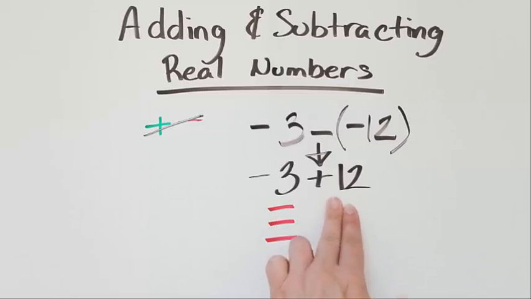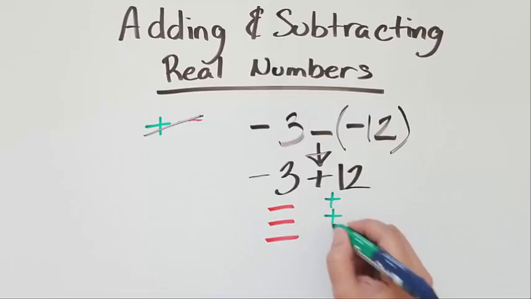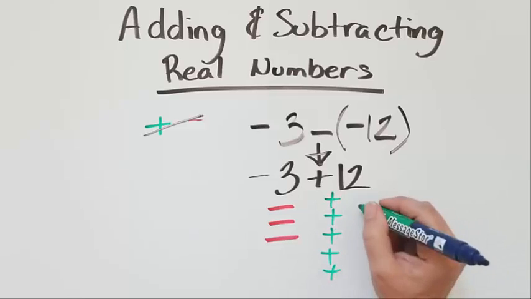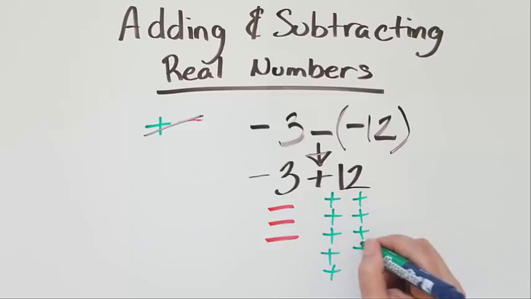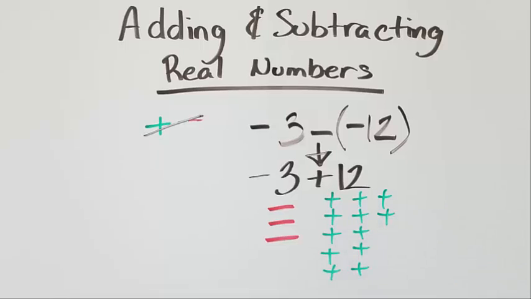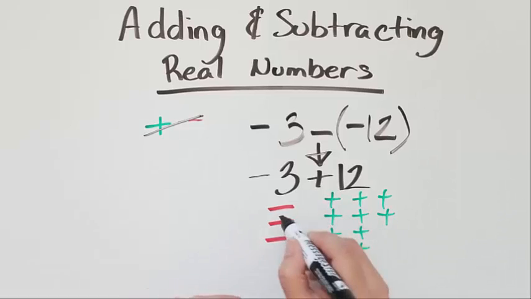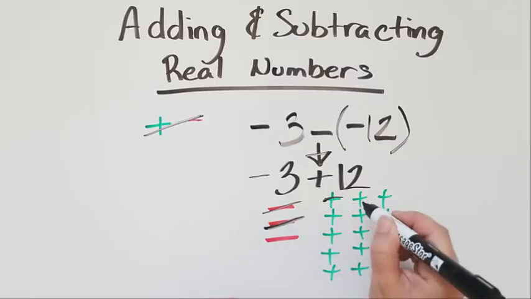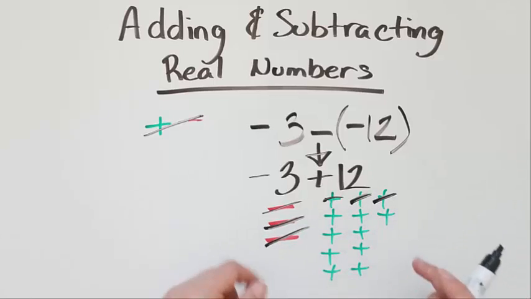A positive 12 can be represented with 1, 2, 3, 4, 5, 6, 7, 8, 9, 10, 11, 12. I ran out of room going down, so I just moved them over. As long as you make sure that you pair up accurately, you're fine. So there's 1 pair, 2 pair, 3 pairs. I paired up 3 negatives with 3 positives.